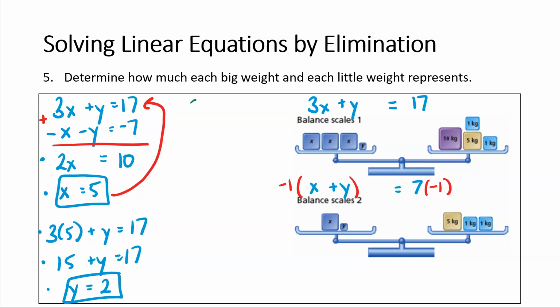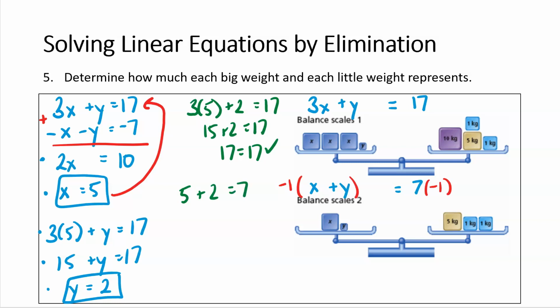Testing it out, we have 3 times x plus y, does that equal 17? 3 times 5 is 15 plus 2, does that equal 17? 15 plus 2 is 17, that equals 17, we're good. Next one to test is x plus y equals 7. X plus y, does that equal 7? 5 plus 2 is 7, that does equal 7. Looks like our test is good, so x is 5, y is 2, that is our solution.